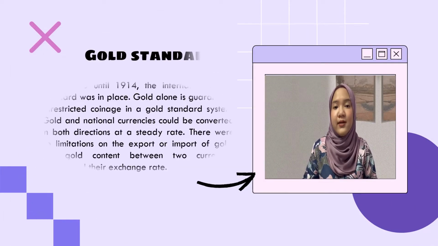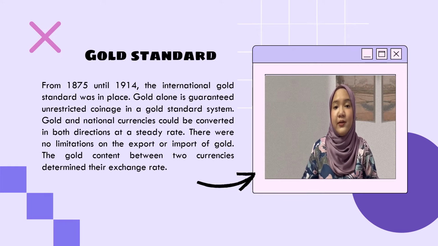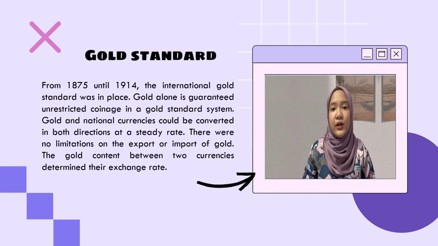The second stage of the international monetary system was the gold standard. From 1875 until 1914, the international gold standard was in place. Gold alone is guaranteed unrestricted coinage in a gold standard system. Gold and national currencies could be converted in both directions at a steady rate. There were no limitations on the import or export of gold. The gold content between two currencies determined their exchange rate.